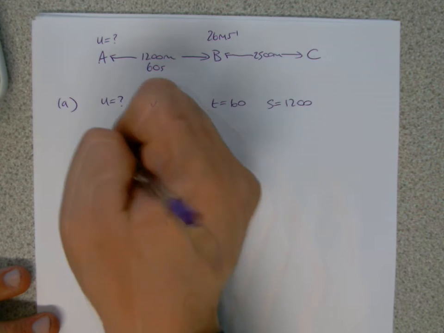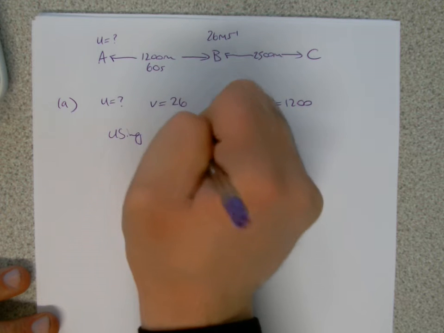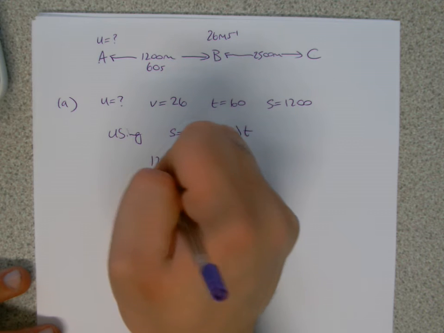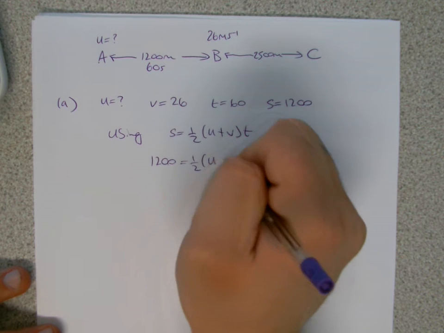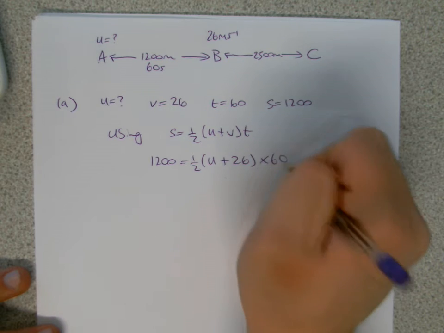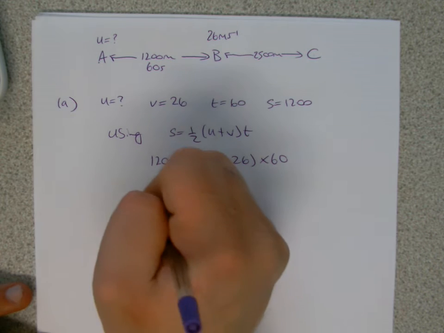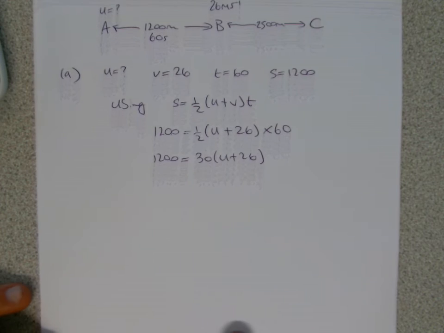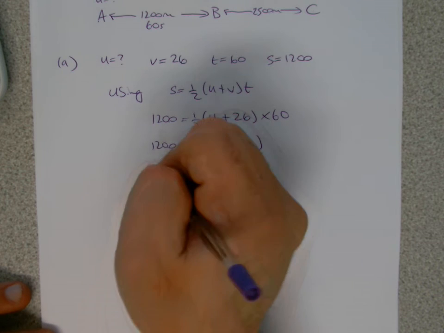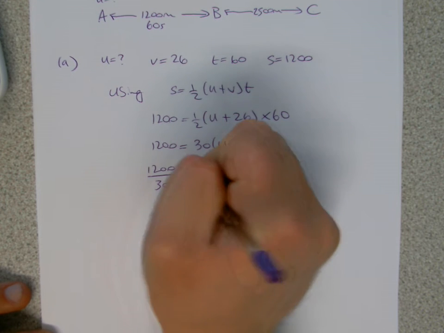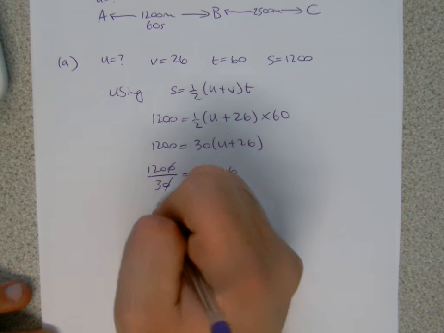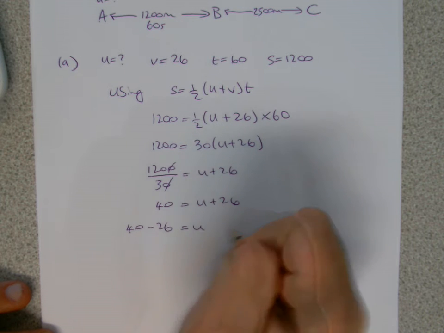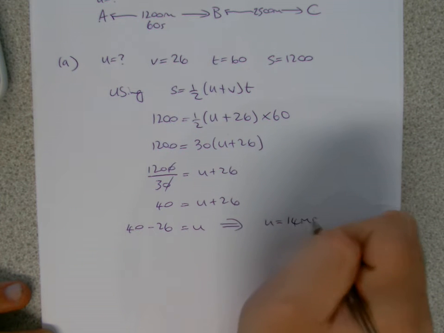So we could use S equals half (U plus V) T here, couldn't we? So we know S is 1200. We don't know U, but we know V is 26, and we know time is 60. And then half times 60 is 30. It's up to you, you could multiply out the bracket, or you could take the 30 down. So we get 40 equals U plus 26. So that implies then U is 14 meters per second.